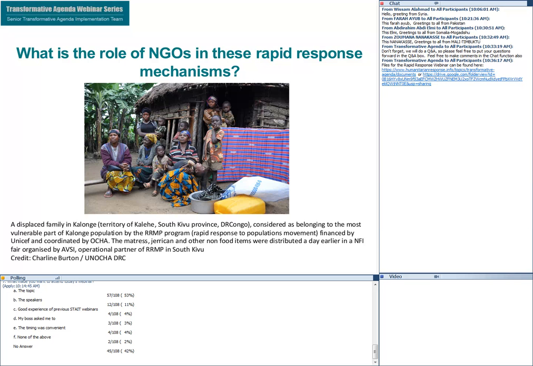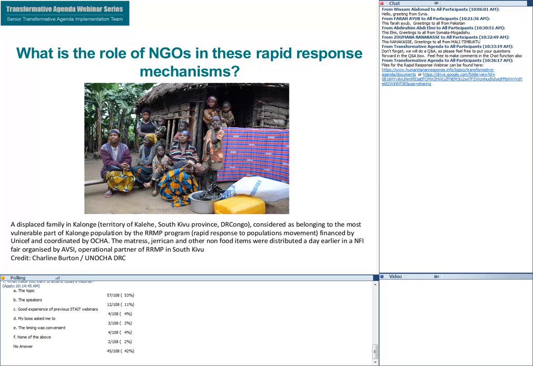So we have to do analysis, quite deep one, to be able to prioritize. With this very volatile and unpredictable context in the DRC, displacement, for instance, can last from a day to a year. That means that we have to respond differently, and it's differently needed also.